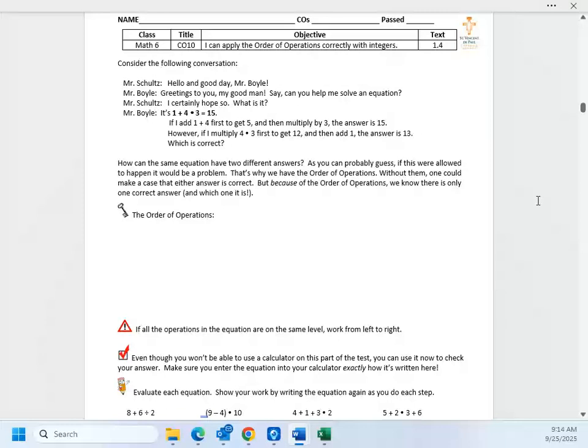Good morning. I am continuing on with our Unit 1. This is our last objective of this unit, CO10. We are going to be applying the order of operations correctly with integers. So we're really going to be thinking step by step about what we're doing.